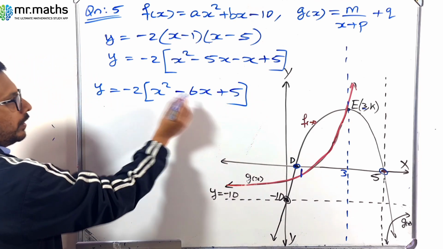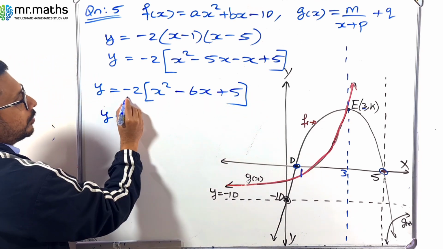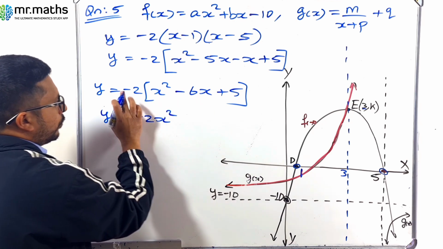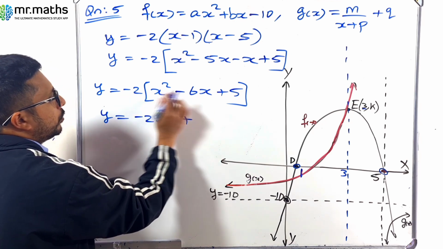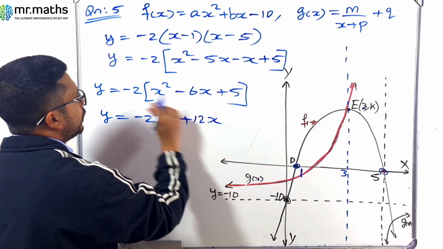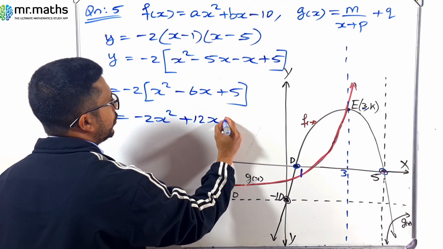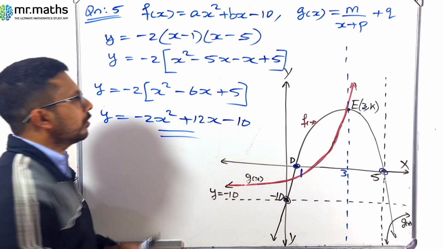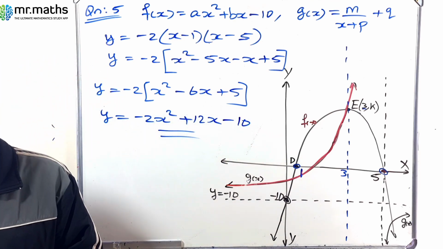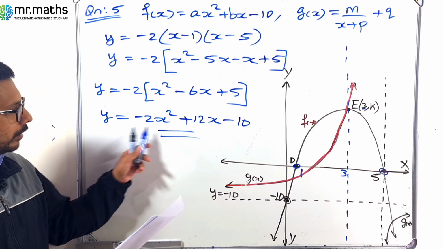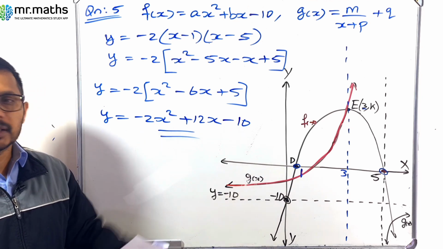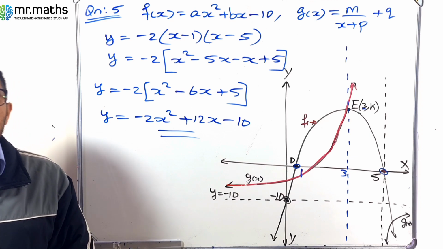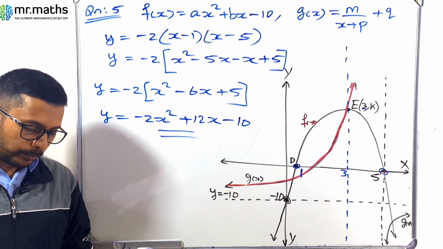Now we have to expand this bracket. So y is equal to minus 2 into x squared is minus 2x square, minus 2 into minus. So minus into minus is plus, 2 into 6 is 12x, minus 2 into 5. So minus into plus is minus, 2 into 5 is 10. So is it not that this we want to prove? Minus 2x square plus 12x minus 10. Can you see that? Okay, so this is question number 5.3. Now let's move to question number 5.4.